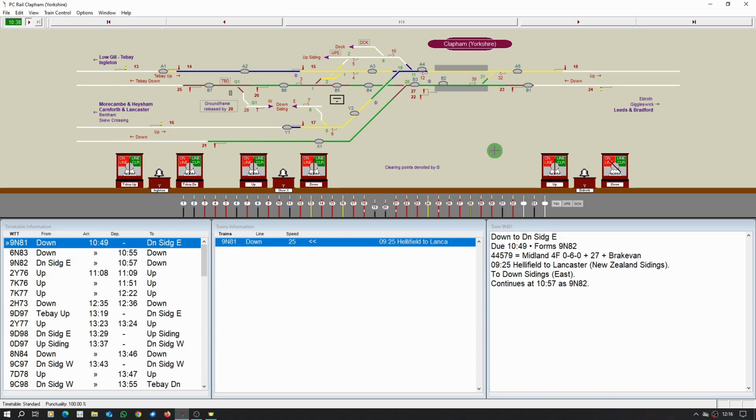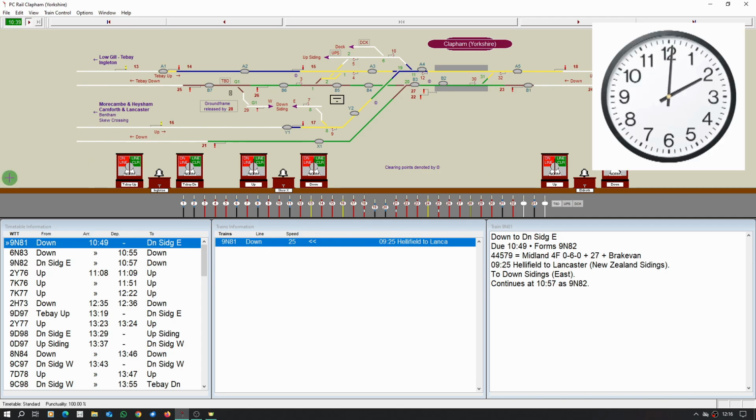It's just so the driver doesn't see a signal clear and maintain his speed, or even assume the next signal is going to be clear. Obviously he's got the distance signal at caution, so he knows he's going to be brought possibly to a stand at 23. So it's going to take a while to get through the section, so we'll skip that until he's slowing down.